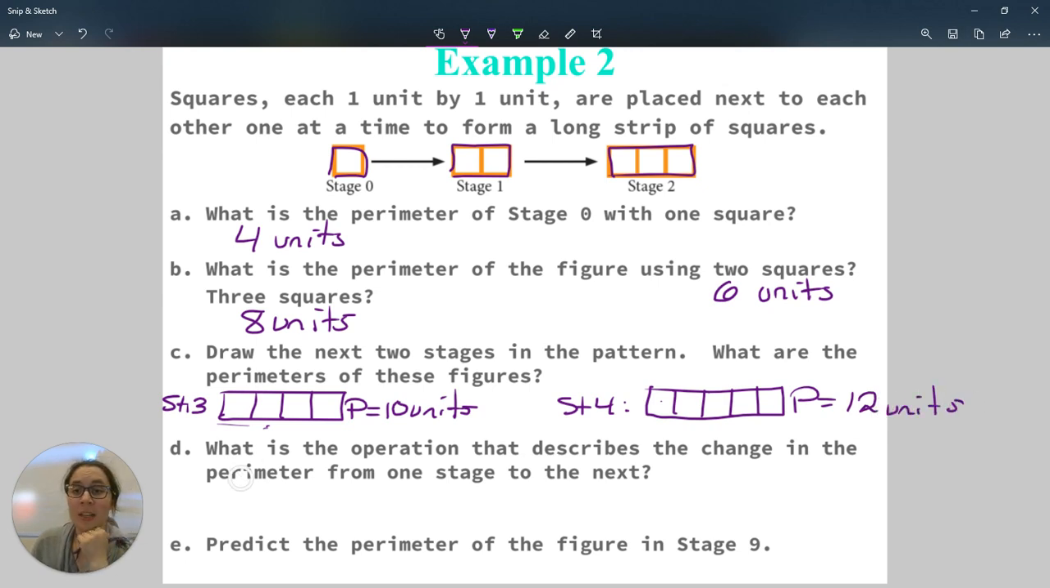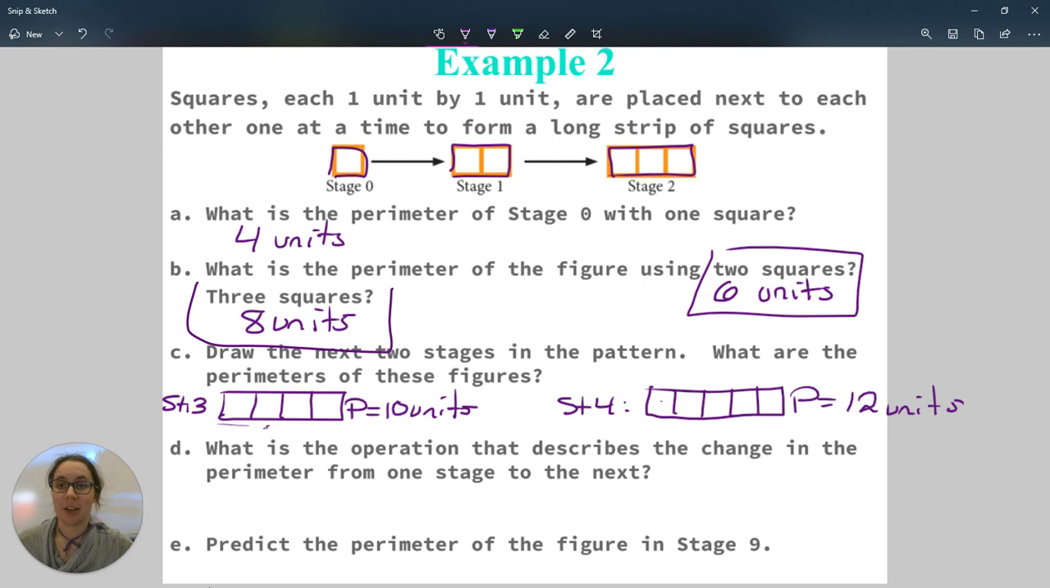What is the operation that describes the change of perimeter from one stage to the next? Here I was hoping somebody would ask this. We start at stage 0 with 4 units. Stage 1 is 6 units. Stage 2 is 8. Stage 3 looks like it's 10. Stage 4 is 12. What's going up here? 4, 6, 8, 10, 12. That looks like plus 2 to me.